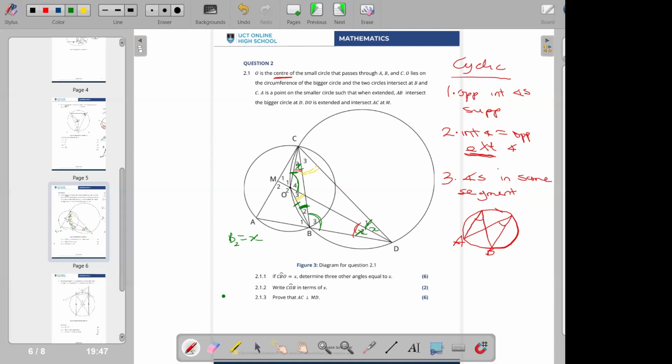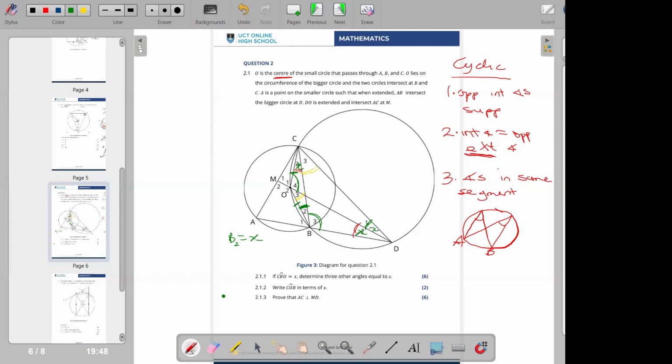It's clear, right? Yes. But also, can you see that OBDC is a cyclic quad in the big circle? Yes. And the angle COB is interior and also opposite to angle CDB. Are you seeing that?